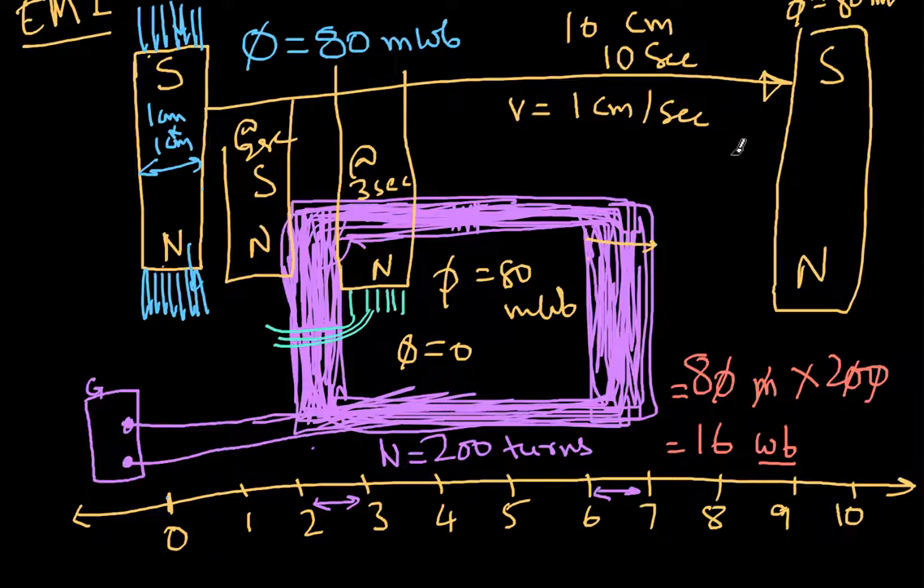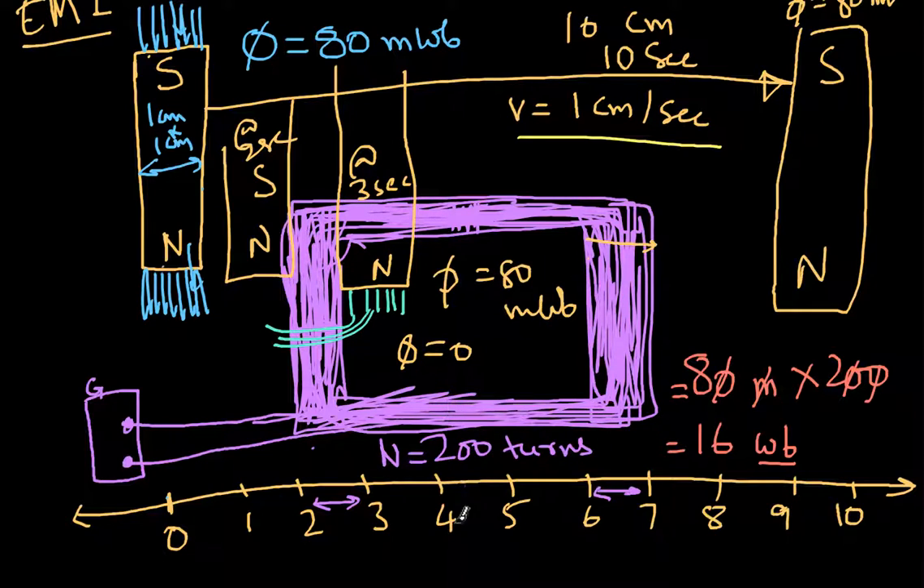As the magnet is moving at a velocity of 1 centimeter per second, some flux is cut by this coil and the EMF is induced. Now the question is, what is the direction in which the EMF is induced? That is the question we are trying to investigate.